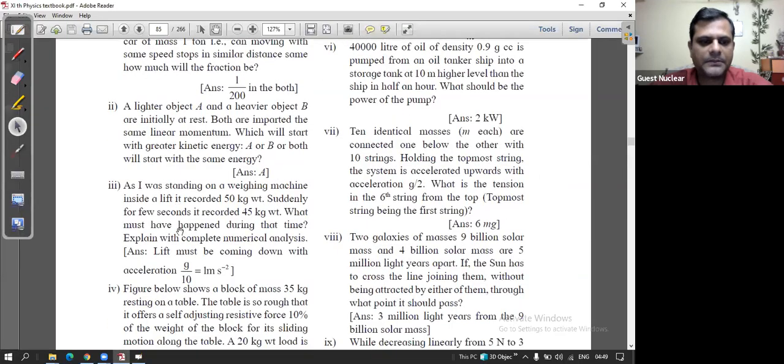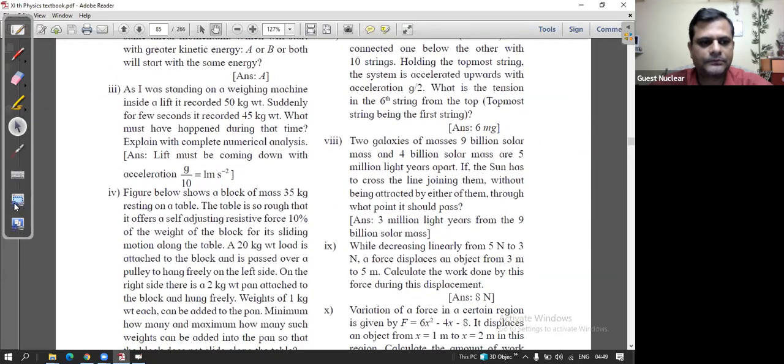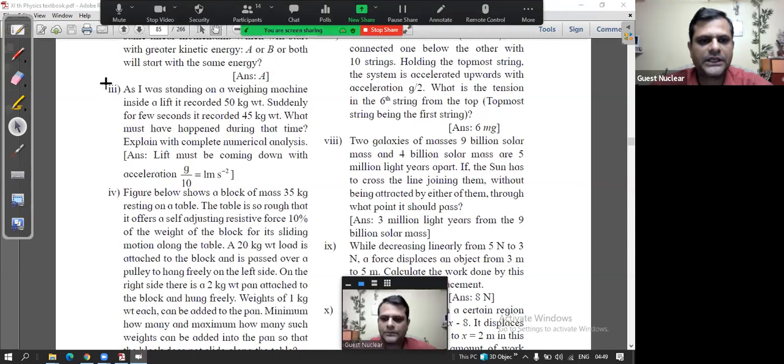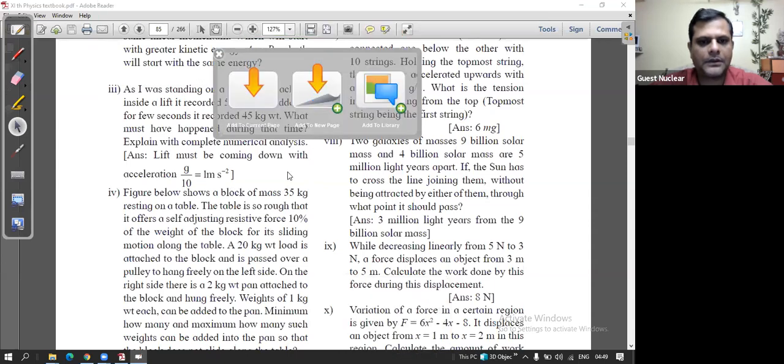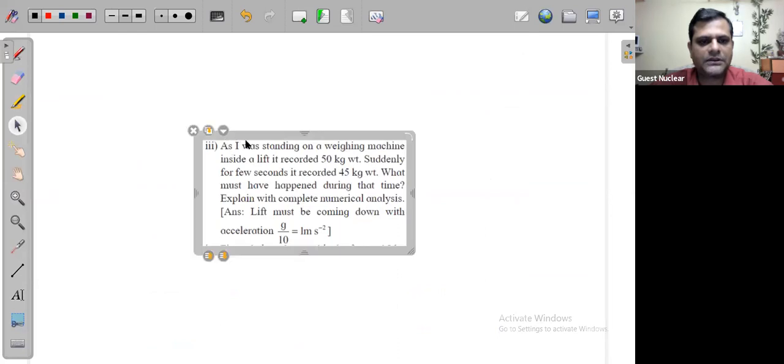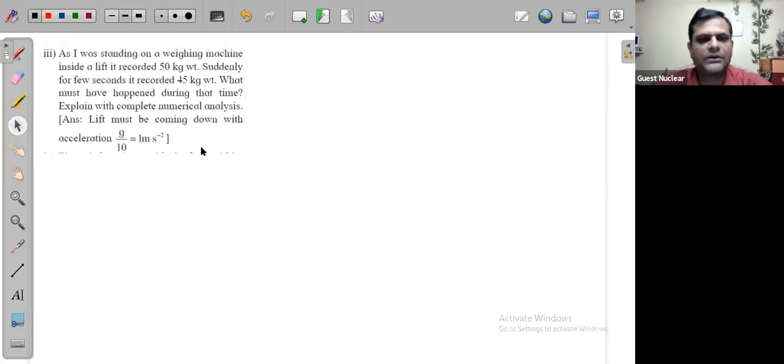Let us go to the next question. The third question in the line. Yes, it tells us that I was standing on a weighing machine inside a lift, and it recorded 50 kilogram weight. Suddenly, for a few seconds, it recorded 45 kilogram weight. What must have happened during that time? Explain with complete numerical analysis.